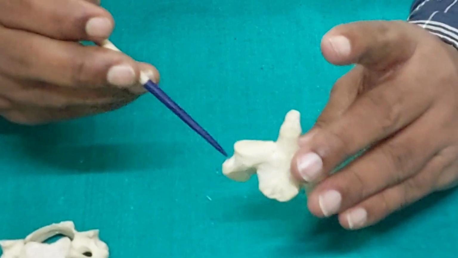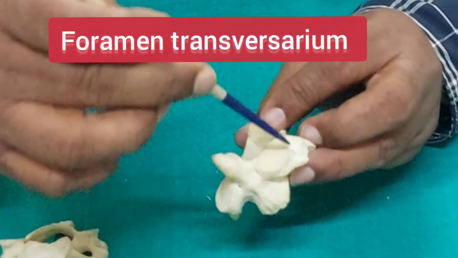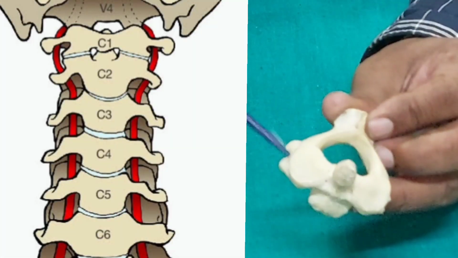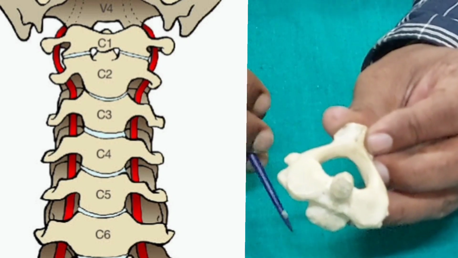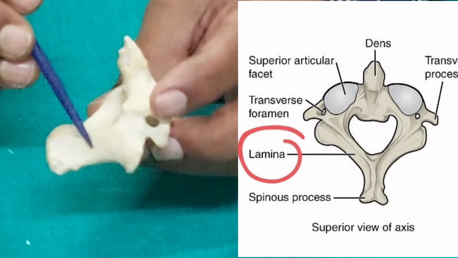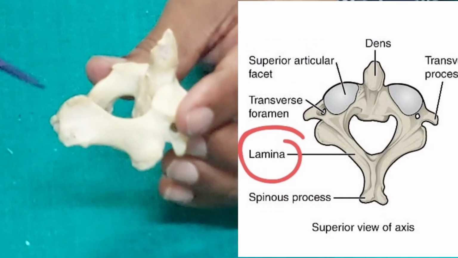Then this foramen is called the foramen transversarium, like that of other cervical vertebrae, and the structures passing through this are the second part of the vertebral artery, the vertebral vein and sympathetic nerves. Then come to the posterior side, which is the lamina. These two are the lamina, and this is the spine.